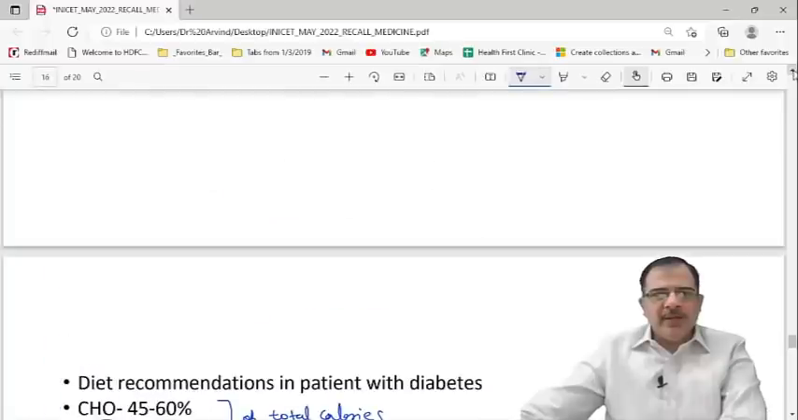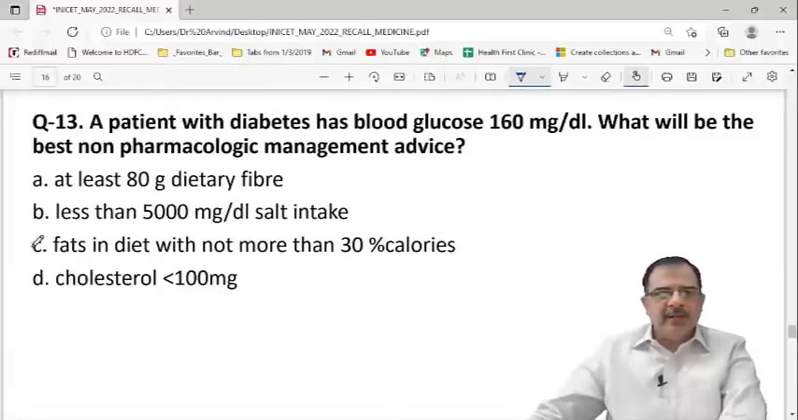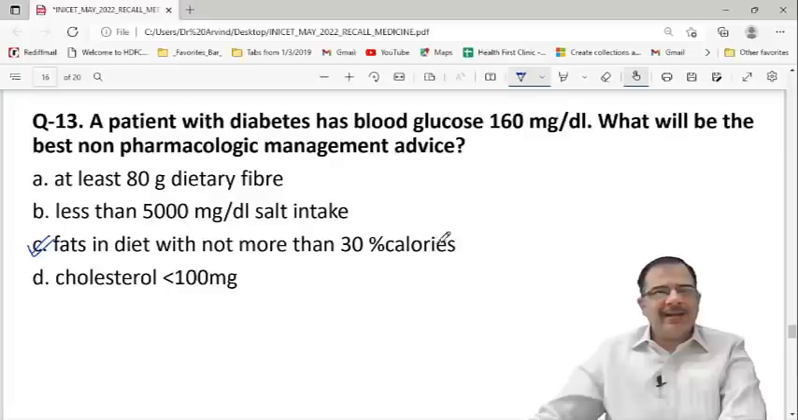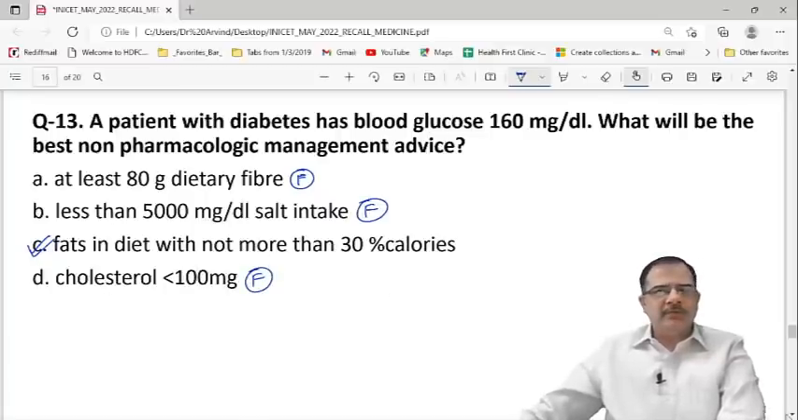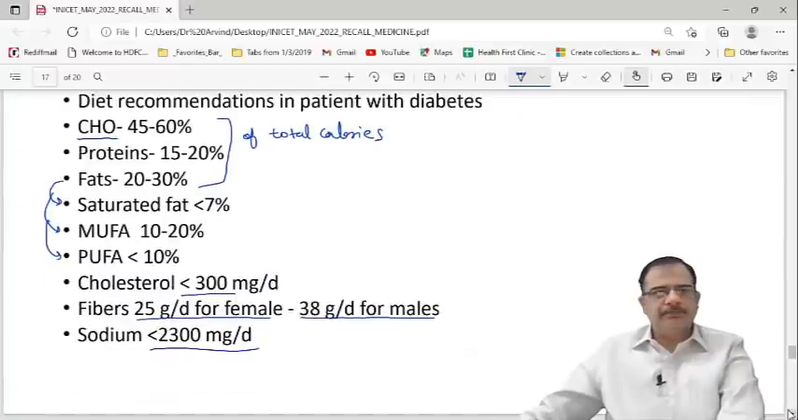So out of this, the best correct response will be the fat. The fat should not be more than 30% of the calorie intake. While what about the dietary fiber? Dietary fiber we have seen in males it was 38, females it is 25. So it is very high dietary fiber. Salt intake less than 5000? No, it should be less than 2300. So this is also false. Cholesterol intake less than 300. Here less than 100 is written. So it is false, grossly false. So answer is C option.